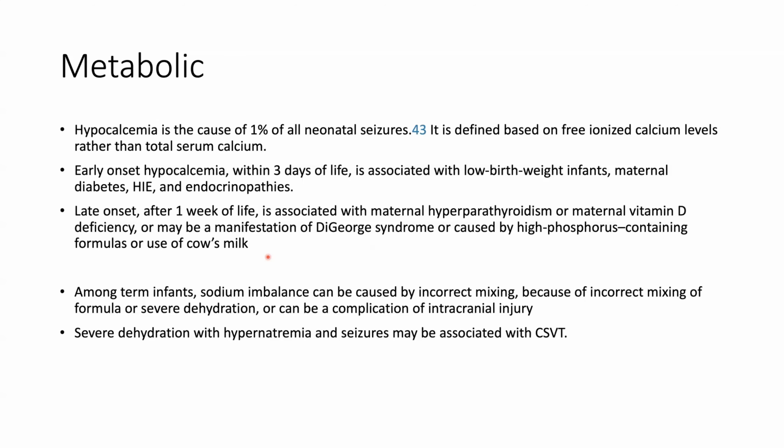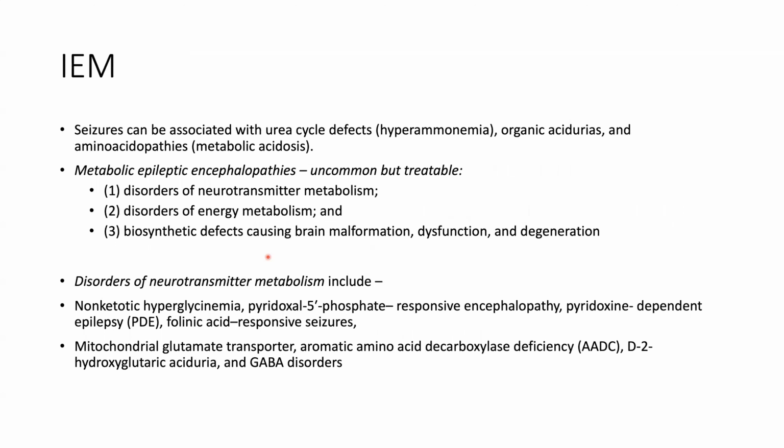Coming to the other group of metabolic problems, the congenital or inherited ones, the inborn errors of metabolism. Seizures can be associated with a group of disorders, including urea cycle defects, which is evidenced by hyperammonemia in the blood, organic acidurias and amino acidopathies. Generally, we have metabolic acidosis, right? Apart from these common groups, urea cycle defects, organic acidurias, and amino acidopathies, we have a group of metabolic epilepsies or metabolic epileptic encephalopathies. These are uncommon, but they have to be remembered because they are treatable.